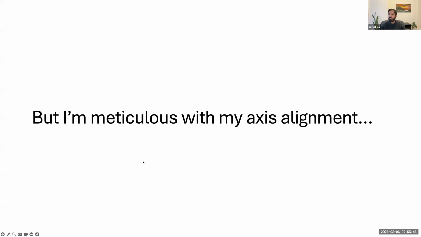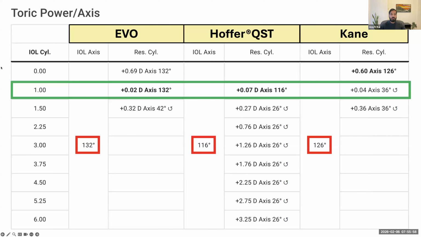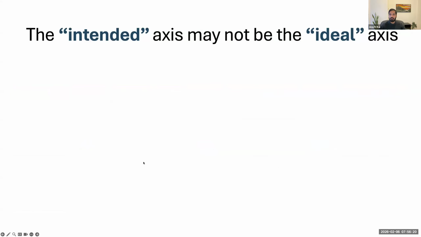Now, you may say that you're meticulous with your axis alignment, so misalignment doesn't occur. But I inputted a recent case I had into the ESCRS calculator, which gives access to multiple formulas at once. And you can see that while all three formulas agree on the toric power, in this case a T2, they provide very different values for the recommended axis for my IOL. And this happens because these formulas all account for the impact of the posterior corneal astigmatism differently. Patients with higher amounts of corneal astigmatism are less affected by this variability.